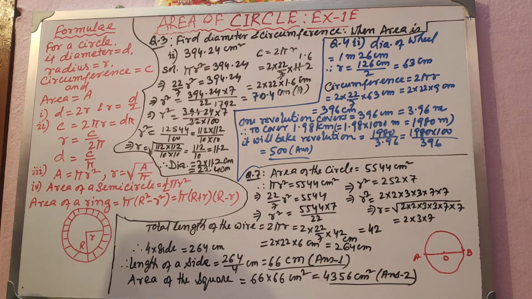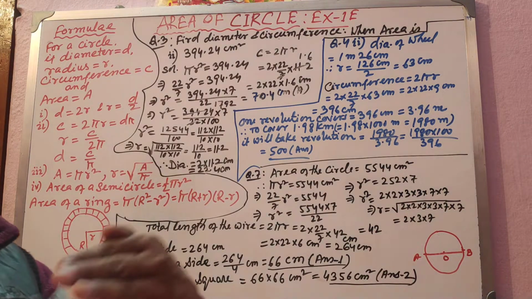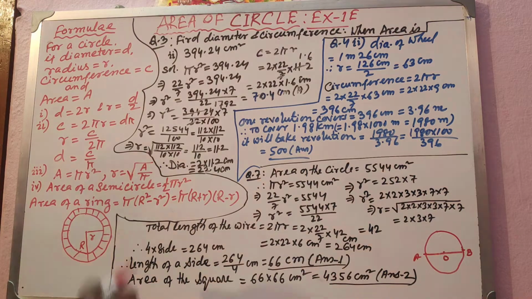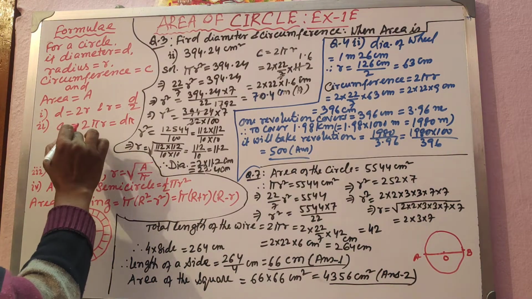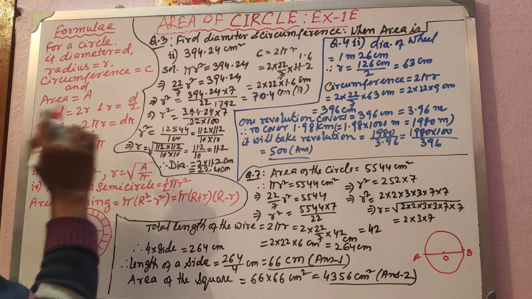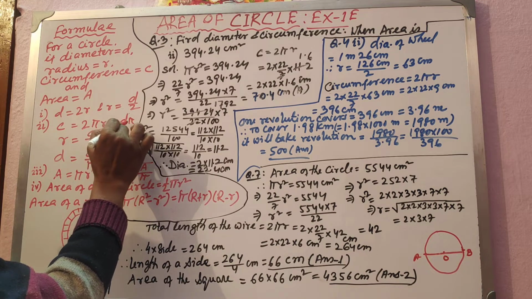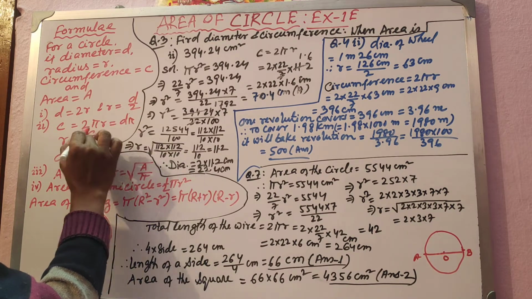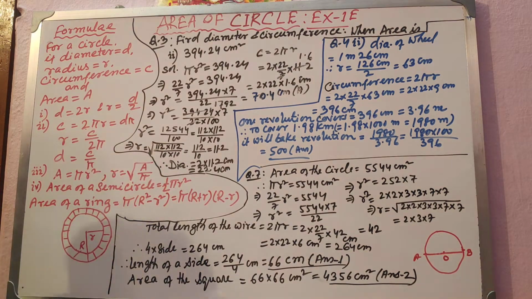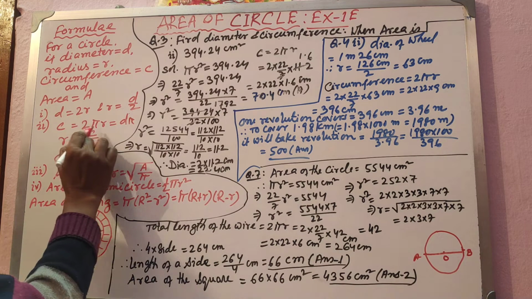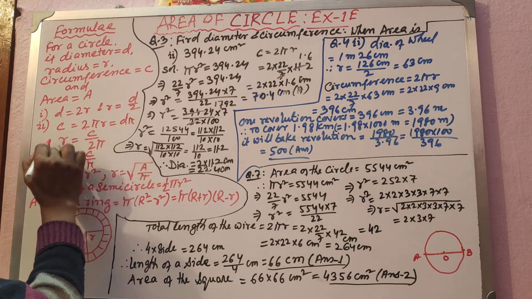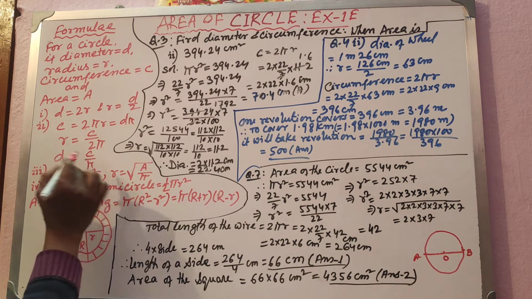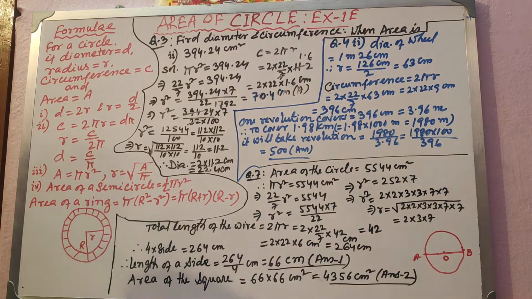Pi is a number. It is the ratio between the circumference and the diameter. So circumference is 2 pi r, where r is the radius, or d pi, diameter into pi, because 2r is the diameter. Got it? Now r can be circumference divided by 2 pi, and d can be circumference divided by pi. These are the formulas.